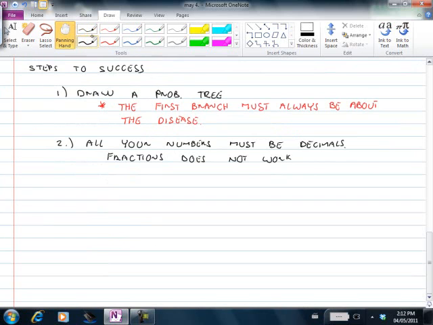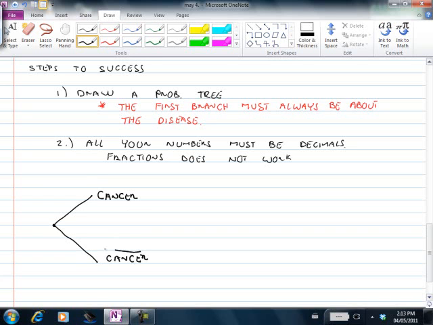So we're going to start simple. A probability tree has a starting point, so put a dot somewhere. I mentioned to you that the first branch must always be about the disease. So we're going to have 2 pathways, 2 types of people: those with cancer, it sounds mean, and those without cancer. I'm going to put a little bar on top to represent not cancer.